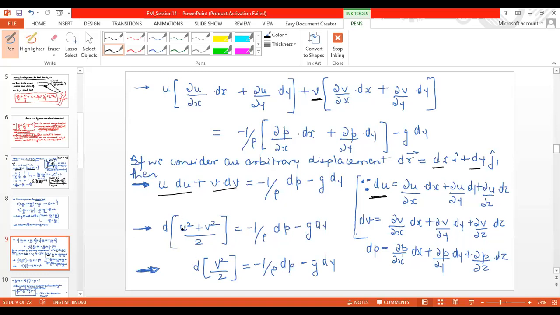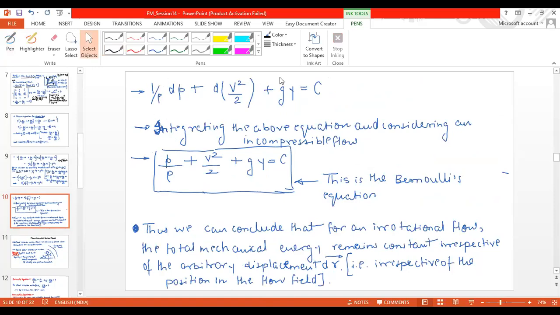Finally, this is your resultant velocity, V square is equal to u square plus v square. So now you take the resultant velocity, capital V. So d of capital V square by 2 is equal to minus 1 by rho dp minus g dy. Finally, if you integrate this equation and consider that the flow is incompressible, you will get the same equation, that is P by rho plus V square by 2 plus g y is equal to C. So what is this equation? This is Bernoulli's equation.